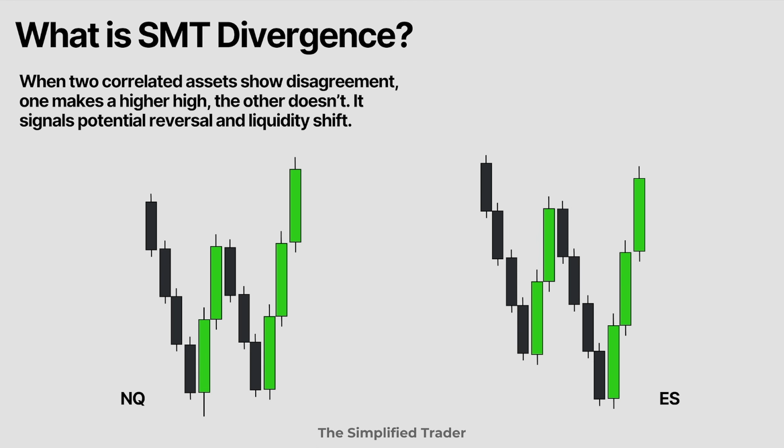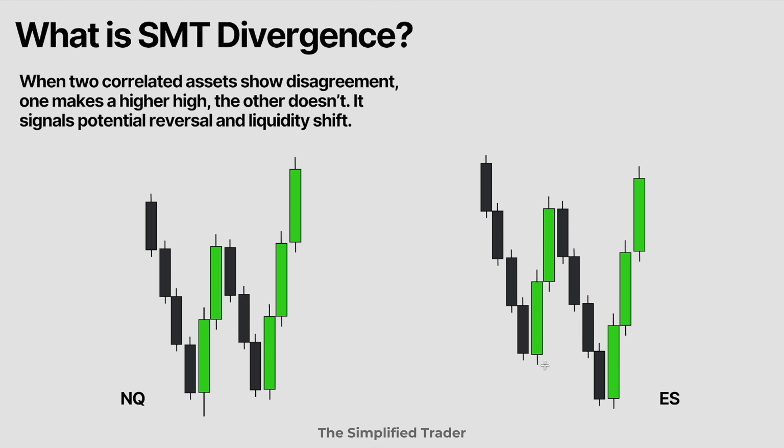For example, the Nasdaq or NQ and the S&P 500 ES, usually they move together. But when one of them makes a new high and the other one doesn't, that is a red flag. It means smart money is distributing, taking profits, while retail traders are still buying the breakout. I call that hidden weakness. When you learn how to spot this in real time, you'll start to trade with the institutions instead of against them.